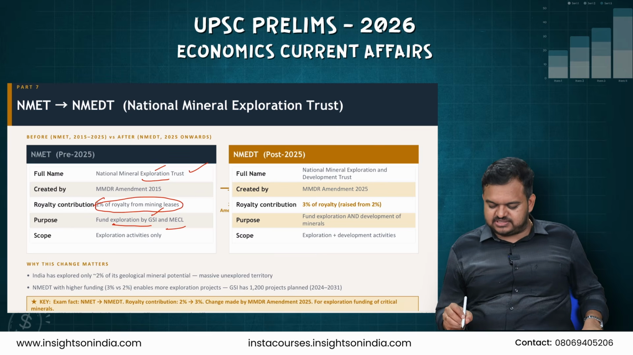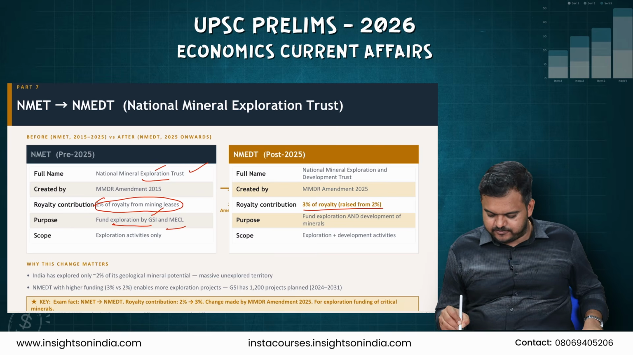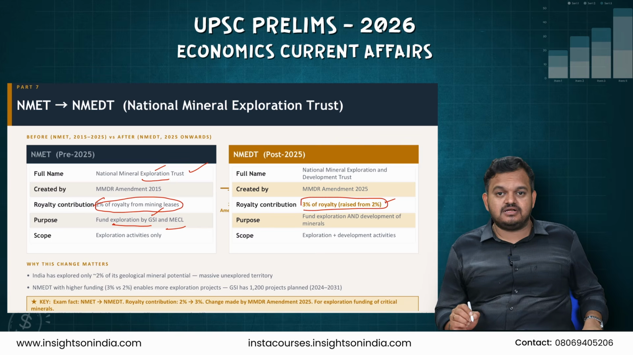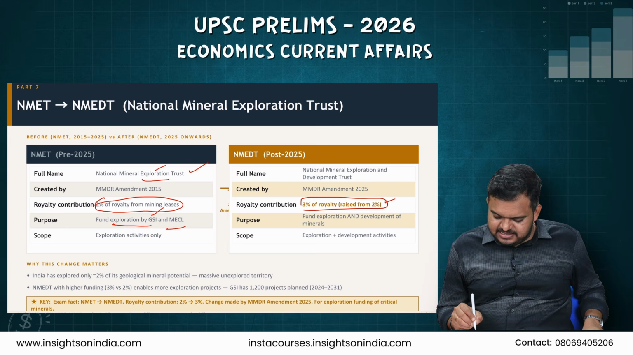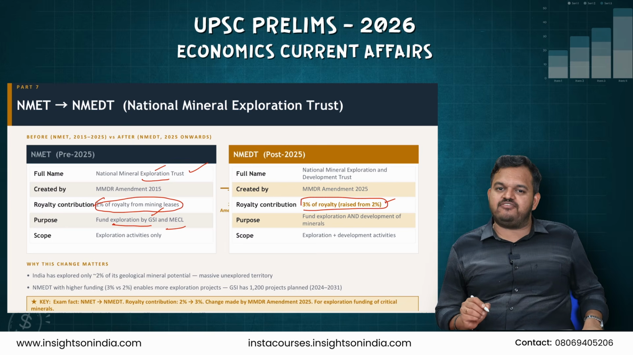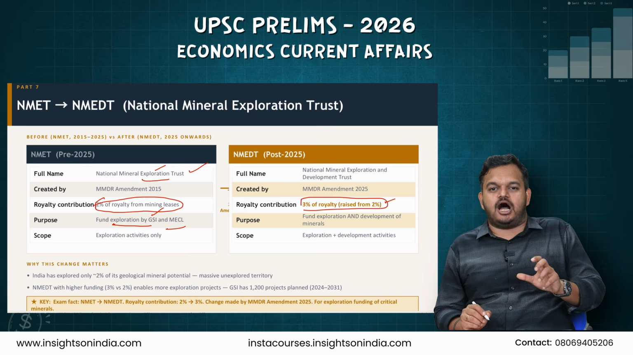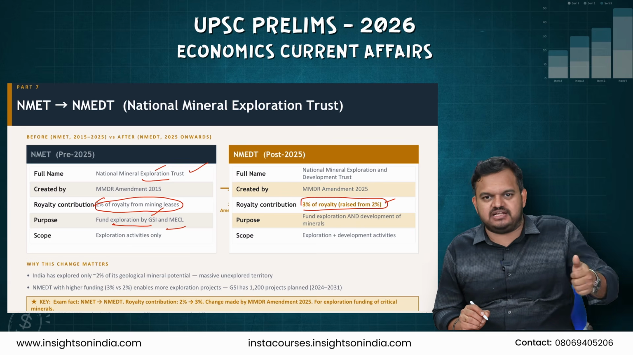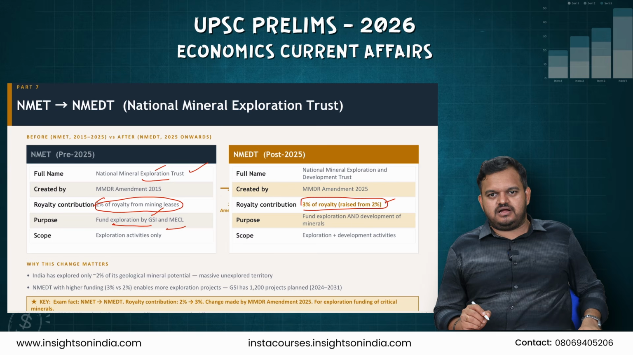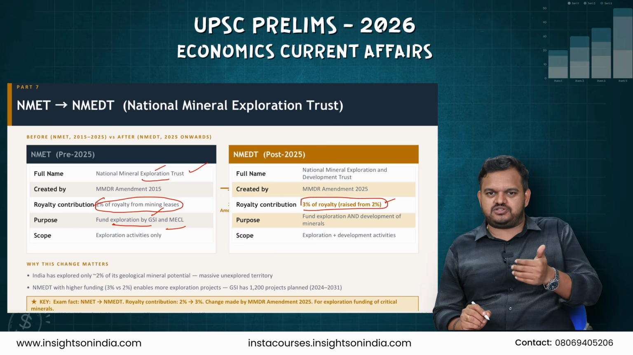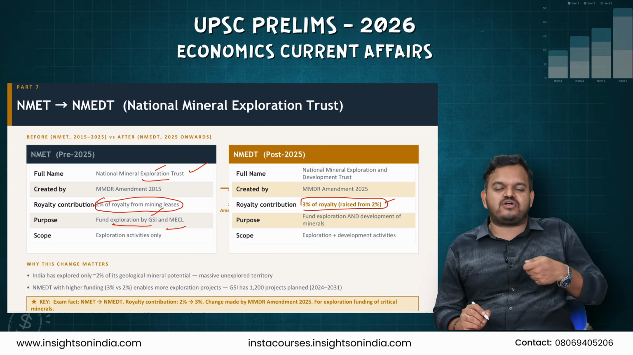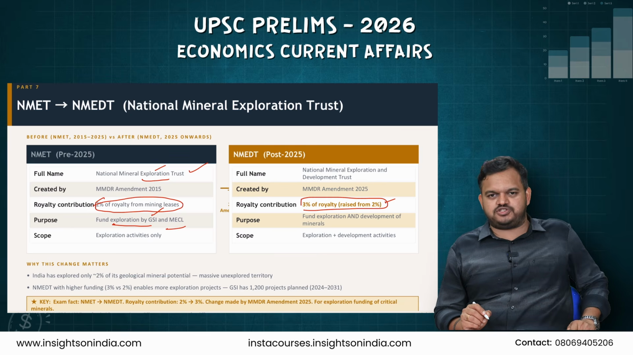Instead of 2%, they have made it 3%. Royalty increased. Now there is a new word called development that has been introduced. Development means under this NMEDT, they will fund technological upgradation of exploration activities. They will fund extra money to improve the infrastructure with respect to exploration.